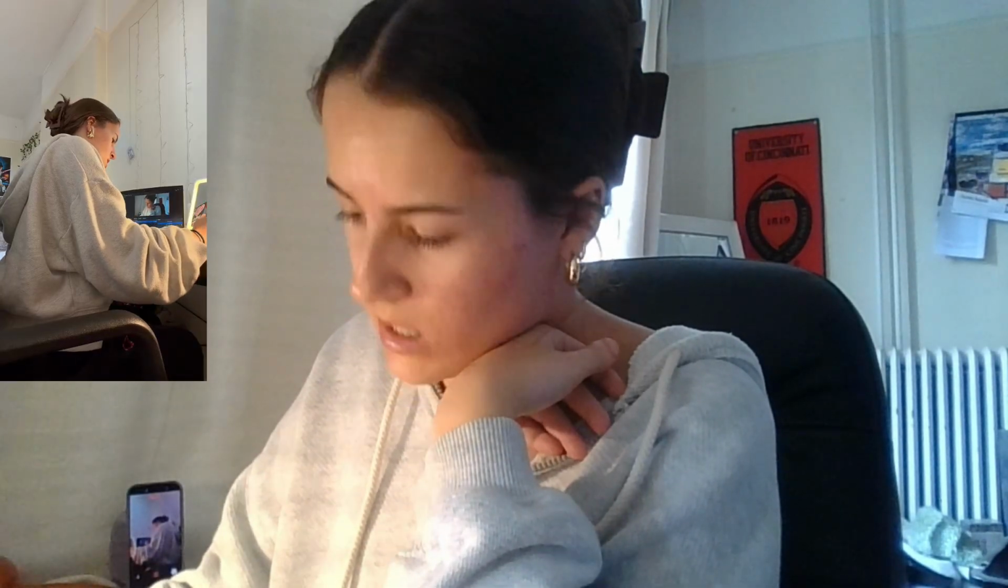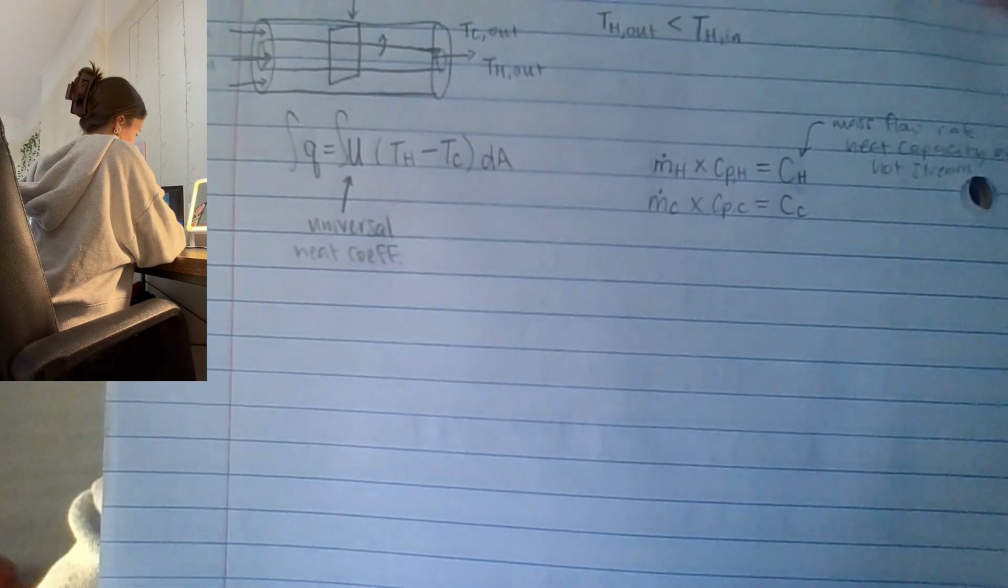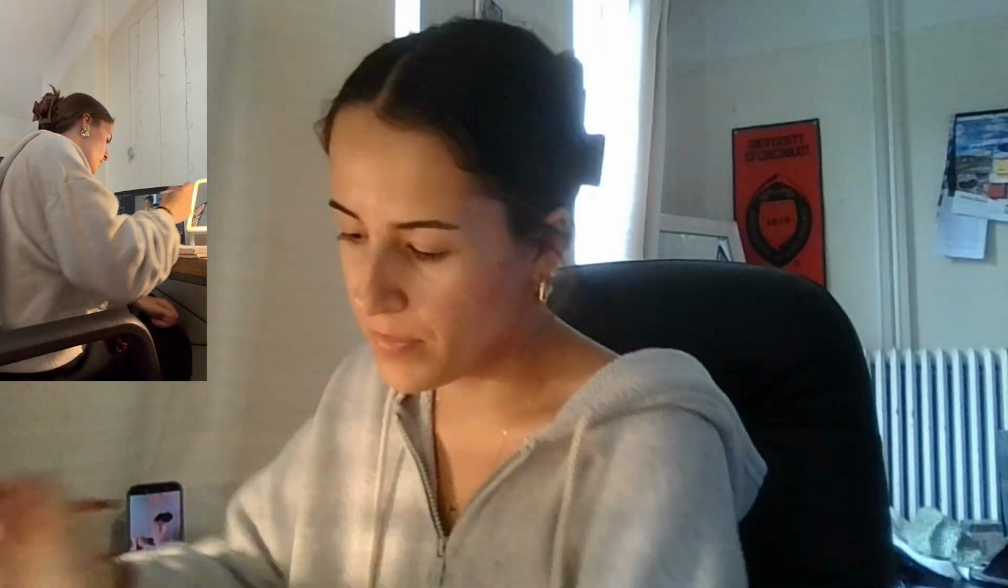So this is just an important relationship for us to have here before we continue to try and simplify this and develop a relationship between temperature and area. So we can do the same thing for our cold stream. The mass flow rate of the cold stream times the heat capacity of the cold stream is equal to that mass flow rate heat capacity of the cold stream. So these are just two relationships, and we'll see how this comes into play in just a second.